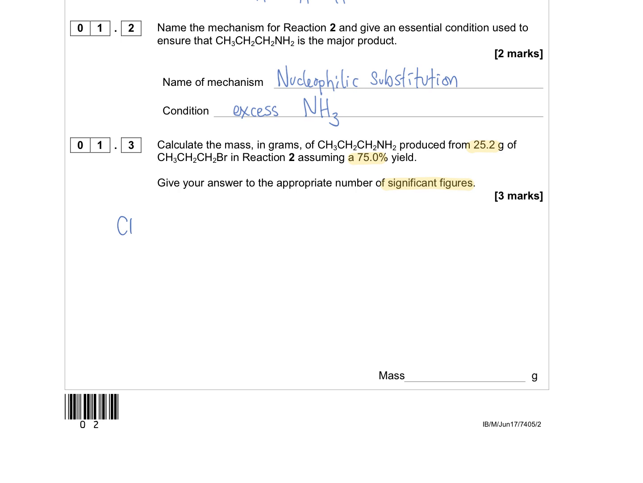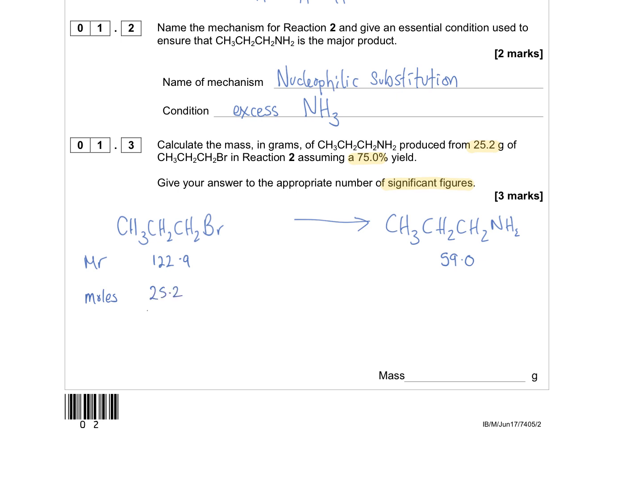Okay, and then 1.3 is asking us to calculate a mass produced. So first step, I would always write out the balanced equation, so that you can work out what the MR of the various things involved are for working out the yield. So there we go, we've got the MRs of the bromopropane and the aminopropane. And then you work out how many moles you've got at the start, so we do the mass divided by the MR.